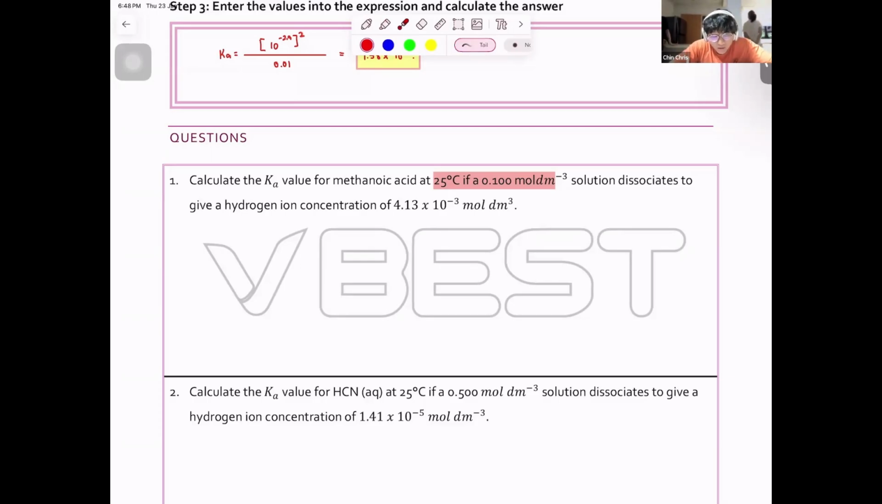Okay, so calculate the value of Ka if the concentration is 0.1 and your H plus ion is 4.13 times 10 to the power negative 3. Again, guys, the first step, please identify your methanoic acid. It's just HCOOH.